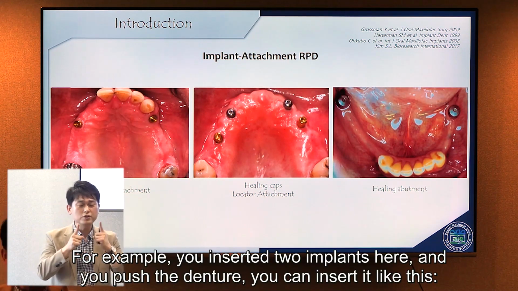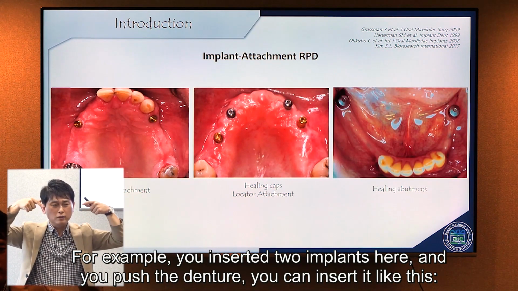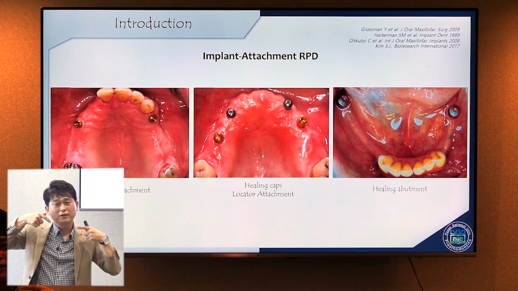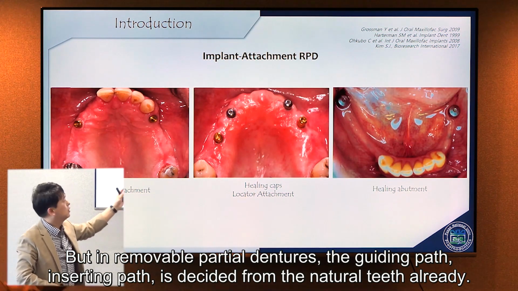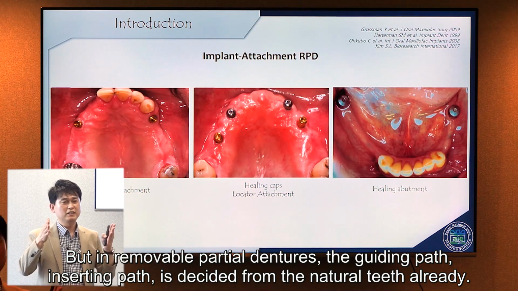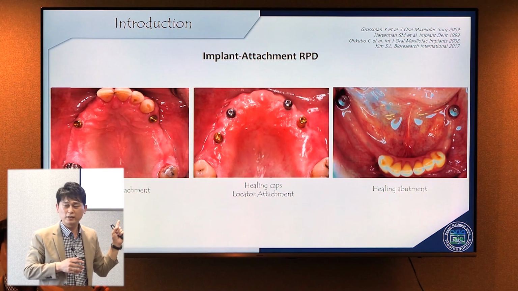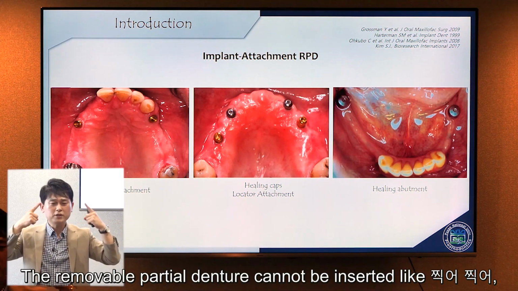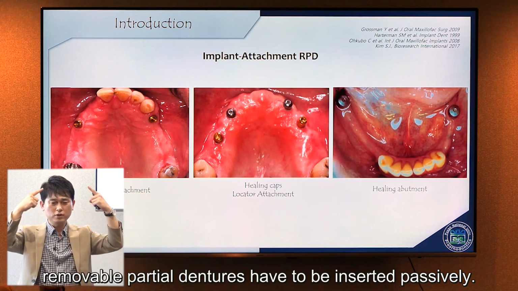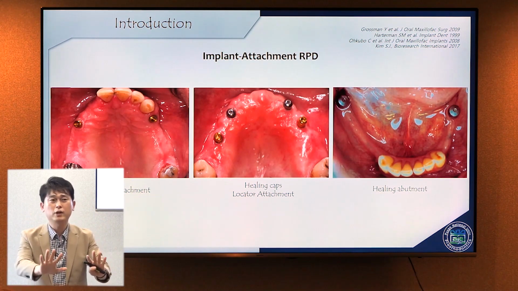For example, you insert 2 implants here, and then you push the denture. You can insert like this, right? But with a removable partial denture, the guiding path, the inserting path, is already decided by the natural teeth. That makes sense. Do you understand? So the removable partial denture cannot be inserted like this. It has to be inserted passively, straight, with the same path.